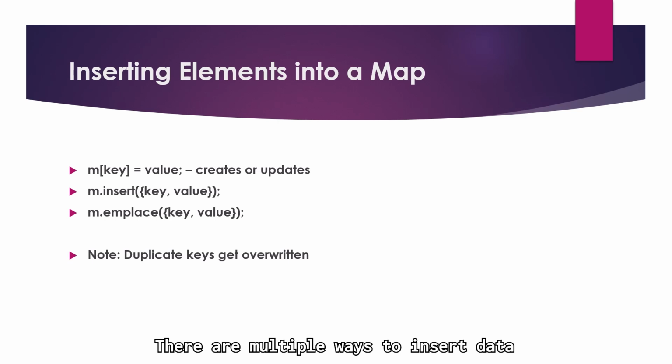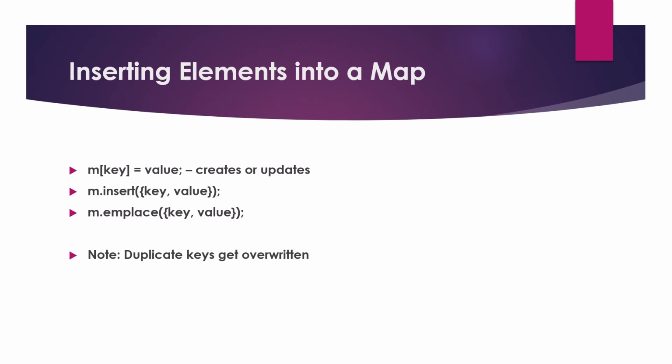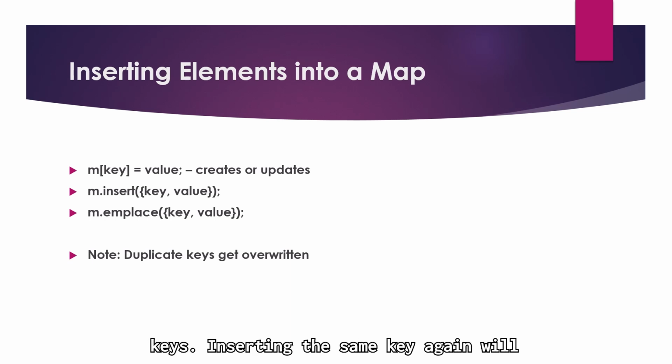There are multiple ways to insert data into a map. The simplest way is using the subscript operator, m[key] = value. If the key does not exist, this creates a new entry. If it does, it updates the existing value. You can also insert using m.insert({key, value}), or even better, use emplace for efficiency: m.emplace(key, value). Why is emplace better? Because it constructs the pair in place, avoiding a copy or move. A key point to remember: maps don't allow duplicate keys. Inserting the same key again will override the existing value.